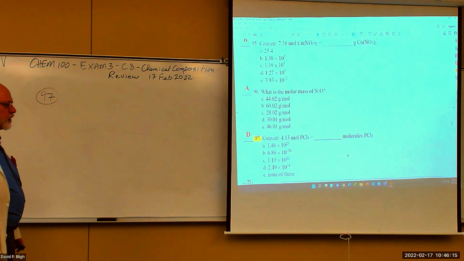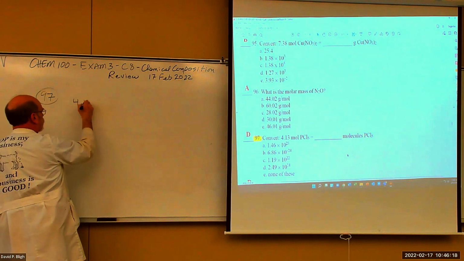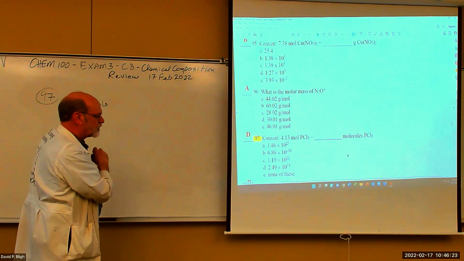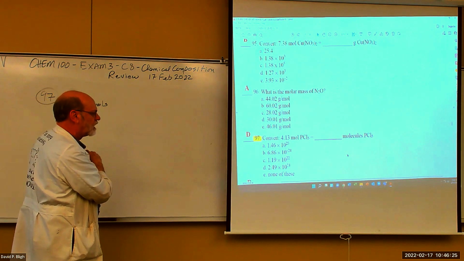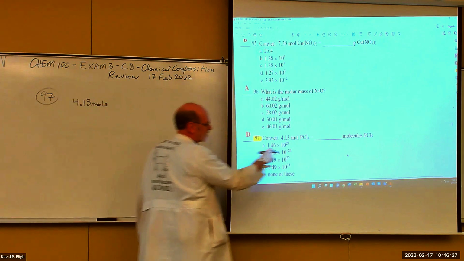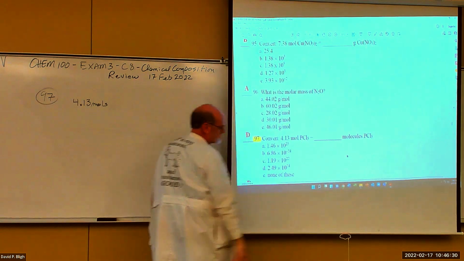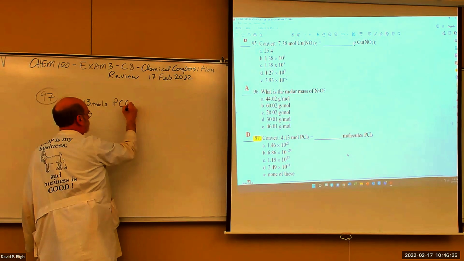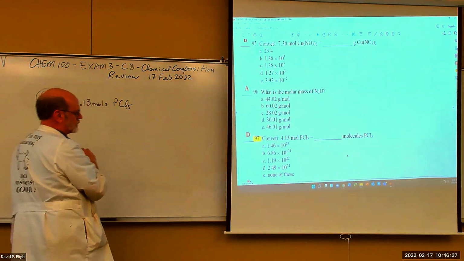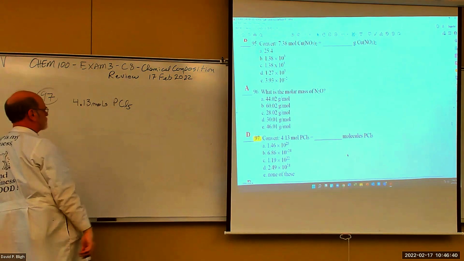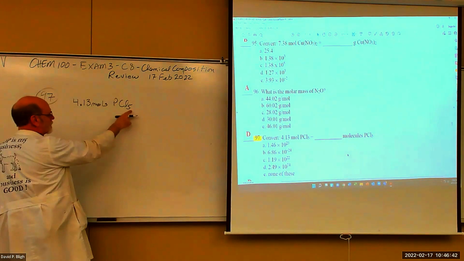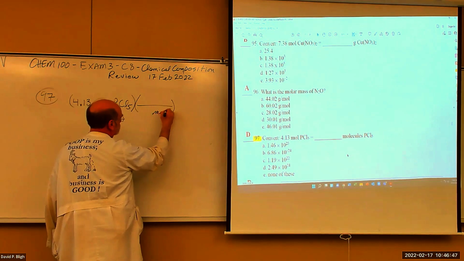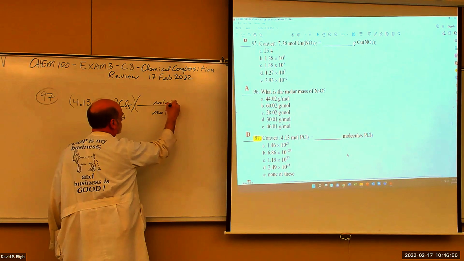Okay, convert 4.13 moles of PCl5. That's an equal sign. It's a very faint part of the equals. It's not a minus sign. PCl5 to molecules. Oh, it doesn't even matter because we're already in numbers. So the conversion factor is Avogadro's number.